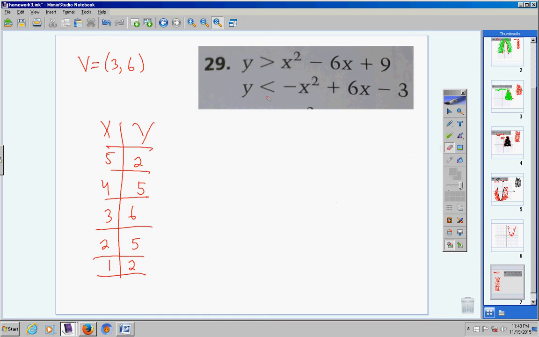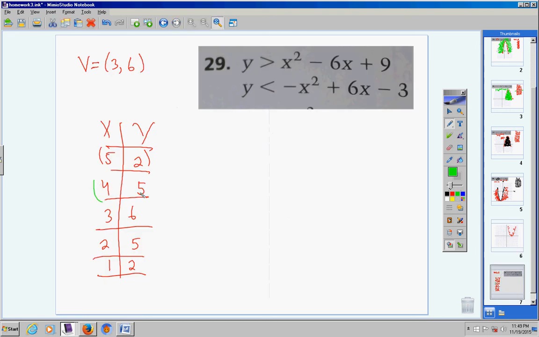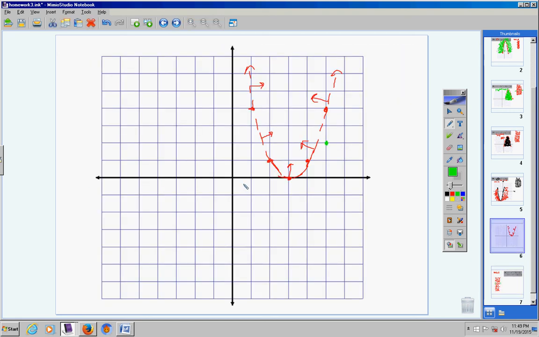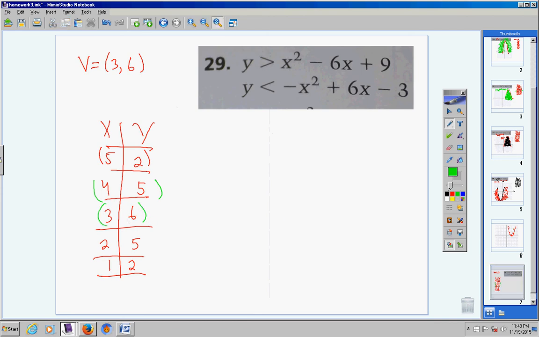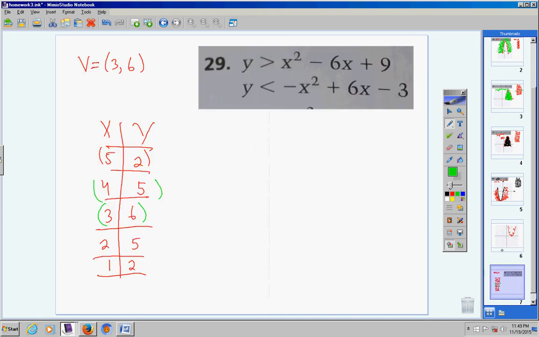Notice it'll be dotted also. So here we go. 5, 2. Use a different color here. We'll use green. Over 5, up 2. 4, 5. Over 4, up 5. 3, 6. Over 3, up 6. Then the next ordered pair is over 2, up 5. And the next ordered pair is over 1, up 2.